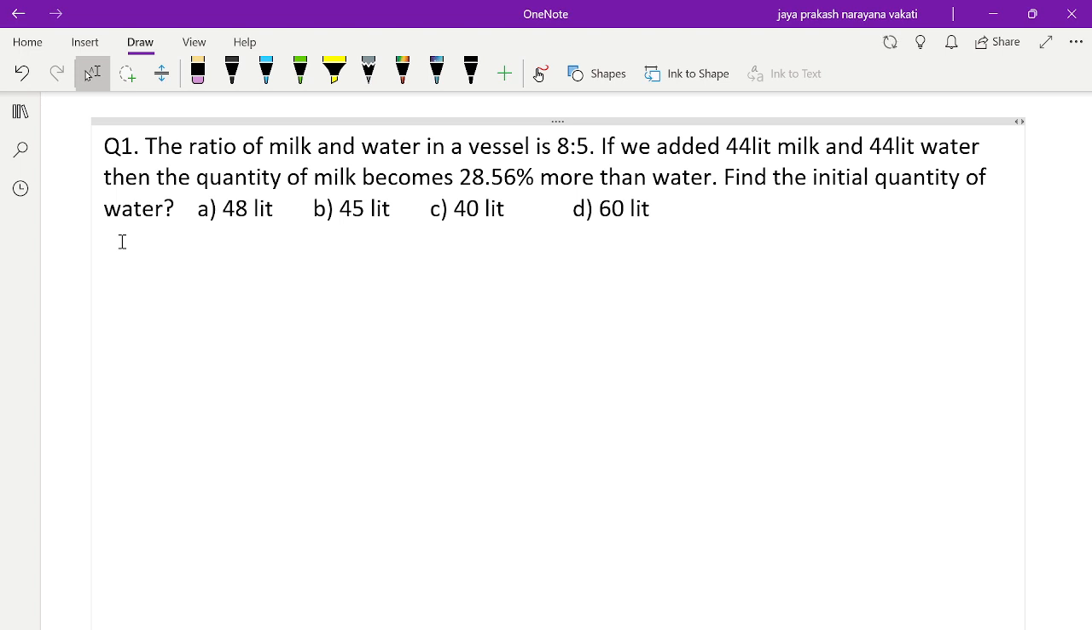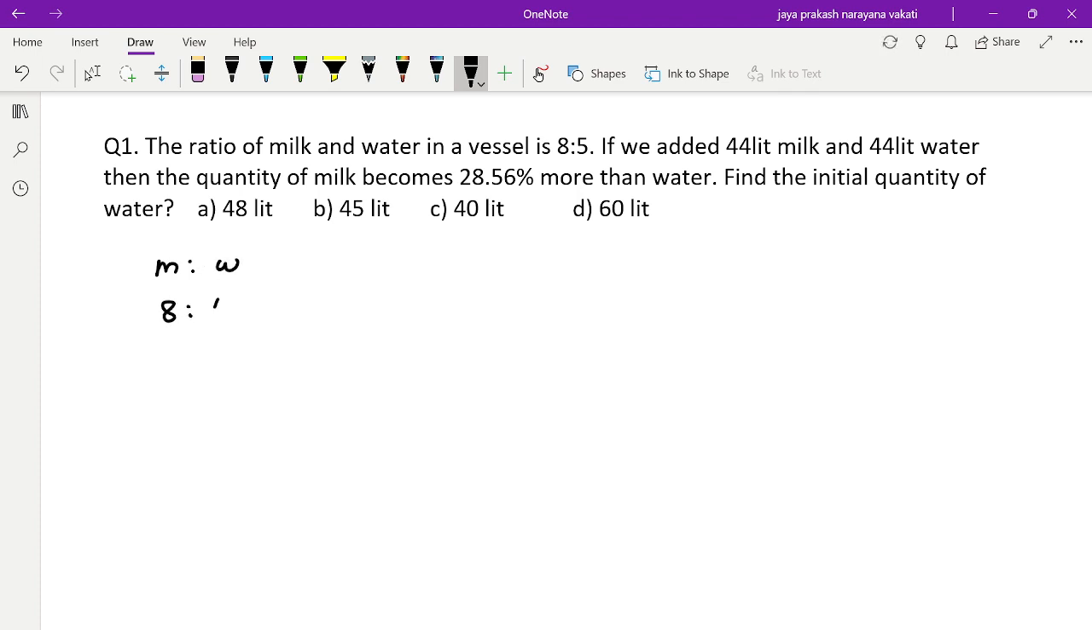So how to start the solution? If you have seen my previous video, in whatever problems we have solved, both the ratios were clearly mentioned, the initial ratio and the later ratio. But here, the initial ratio of milk to water is given as 8 is to 5. Clear? The initial ratio is given and the later ratio is not given directly, but in terms of percentage. He told 28.56%: milk will be 28.56% more than water.